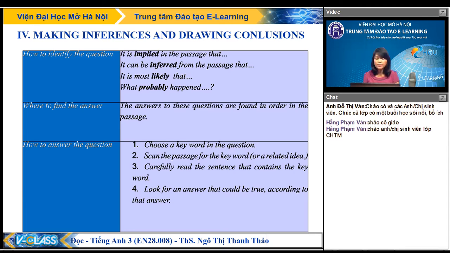So where can you find the answer? The answers to the questions are found in the order of the reading passage. In order to find the answer, just follow my four suggested steps here. First, choose the keyword in the questions. Read and underline the keyword. Next, scan the passage for the keyword. Carefully read the sentence that contains the keywords and then look for the answer that could be true according to the text. Alright?